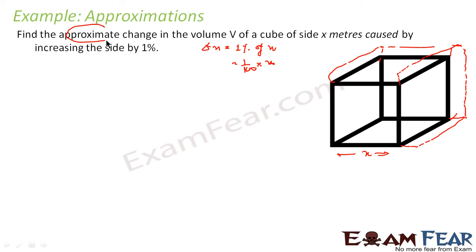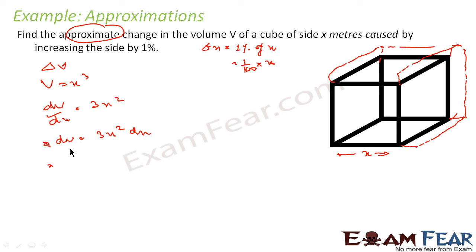Correct? I have to find the change in volume, that is, I have to find delta v. I know v is equal to x cube, the volume of the cube. If I differentiate this with respect to x, dv by dx is nothing but 3x square, or dv is 3x square dx. Since I have to find delta v, I assume that the change is very small, so delta v is nothing but 3x square delta x.